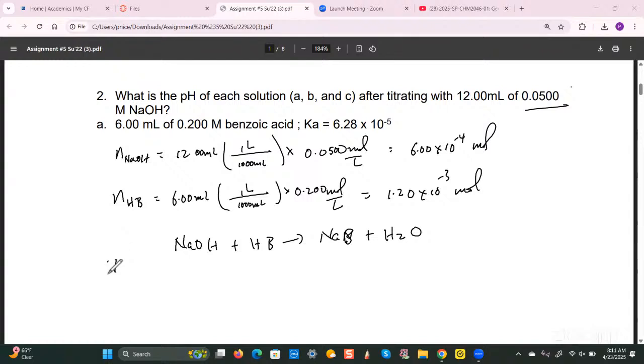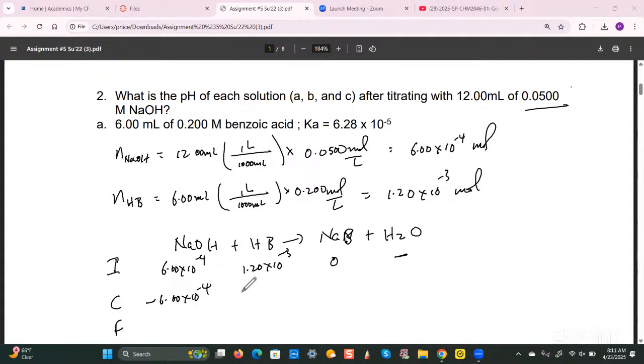So we're going to set up an ICE table where initially the number of moles of the sodium hydroxide is 6.00 times 10 to the minus 4. The number of moles of HB we calculated to be 1.20 times 10 to the minus 3. Initially, we would have none of the sodium benzoate, and we don't need to concern ourselves with the water. So, of course, because it's a 1-to-1 mole ratio, we can easily determine which of these two would be the limiting reactant, and that would be the sodium hydroxide. So all of it will be used up here.